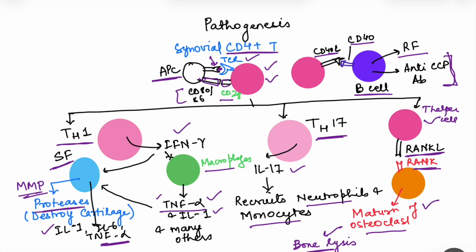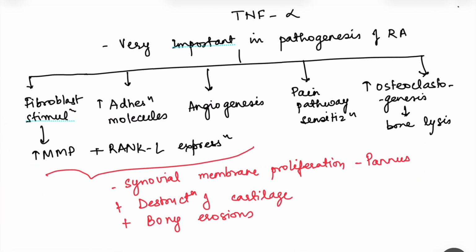other proteins as well. Now, remember here that all these aspects of pathophysiology which we saw, we will see that drugs act at multiple levels. And this TNF-alpha is very important for the pathogenesis of rheumatoid arthritis because it is involved in various aspects. For example, it causes fibroblast stimulation, which increases matrix metalloprotease secretion, and RANKL expression also, which is important for osteoclast maturation.